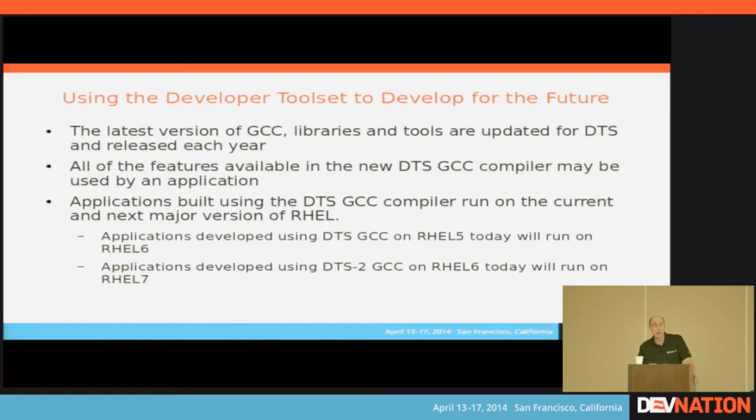So an example of this would be using the Developer Toolset GCC version 4.7, say developing on RHEL 5 today. It'll run on RHEL 6. If you're on RHEL 5, moving to RHEL 6. If you develop an application today using the DTS 2, GCC 4.8 on RHEL 6, it will run on RHEL 7 going forward. And you can test that on the RHEL 7 beta that's available now.